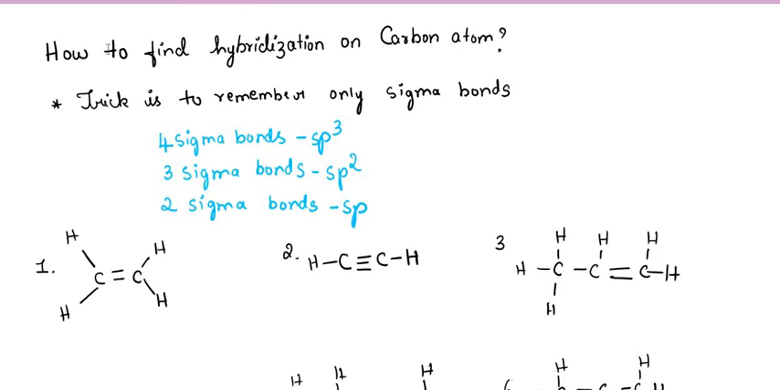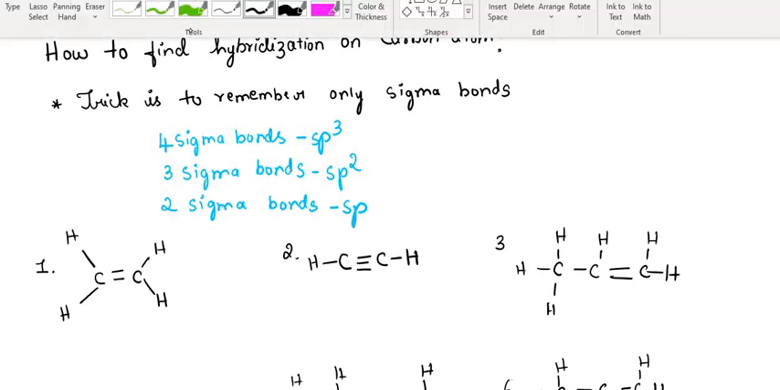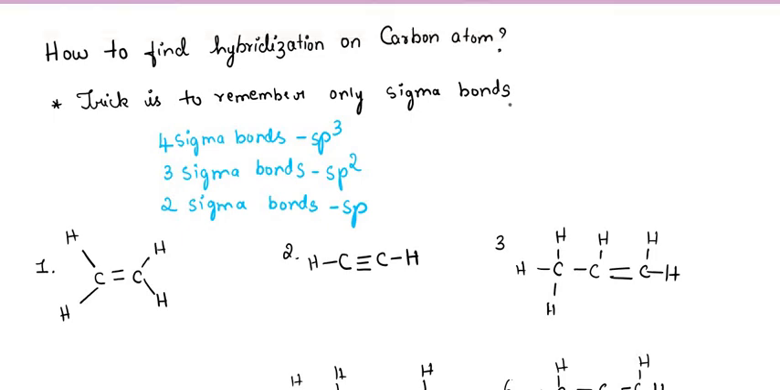In this video I'll be telling about how to find hybridization on a carbon atom. The trick is to remember only the sigma bonds. So how do we actually remember this hybridization? The trick is only to remember the sigma bonds. For example, if a carbon atom is attached to 4 sigma bonds, it is sp3.